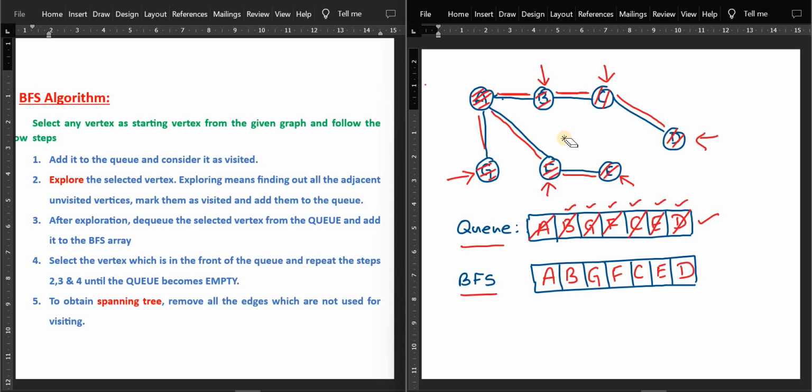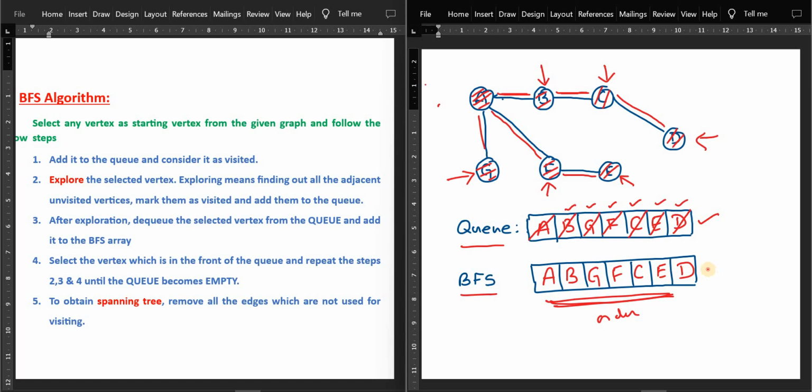As I told you, one of the property of spanning tree is if there are n vertices, there will be n minus 1 edges. So count the number of vertices: 1, 2, 3, 4, 5, 6, 7. There are 7 vertices, and count the edges: 1, 2, 3, 4, 5, 6. Okay, that is 7 minus 1, that is equal to 6. There are 6 edges. So you can call this as a spanning tree. And whatever the order you got here, this is the BFS order.